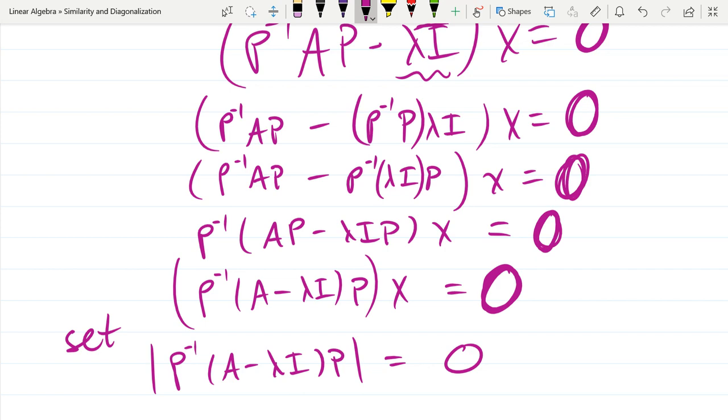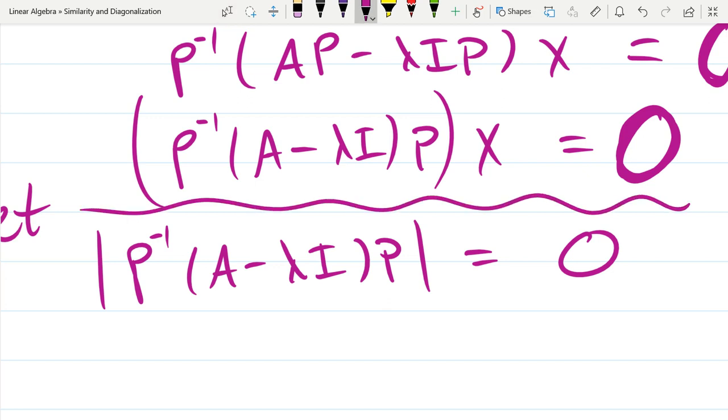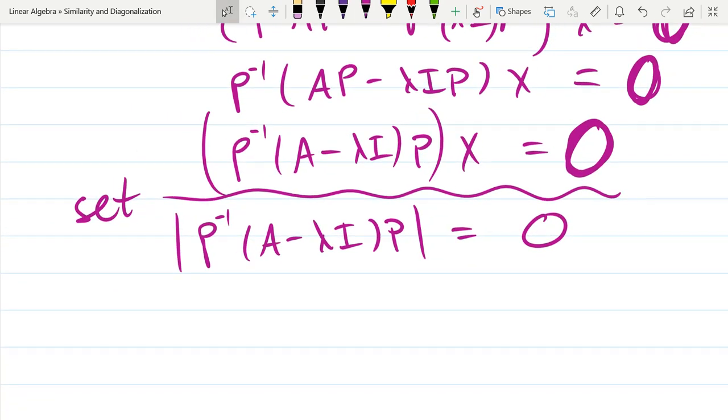However, between these two lines, something major did change on the right side. I went from the 0 vector to the number 0. So I need to be very careful between these two, because the right side definitely changed. Even though if you're an amateur looking, it's like, oh, well, it's all 0, so who cares? But we know the 0 means 0 vector above, and then in that last line, the number 0. All right, so here's our characteristic polynomial.